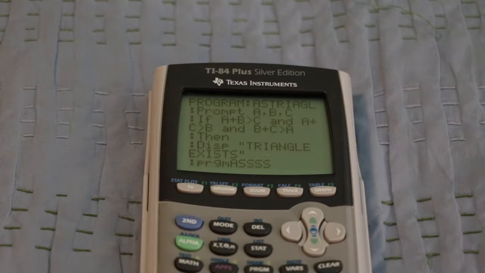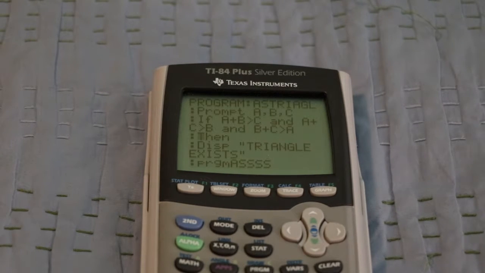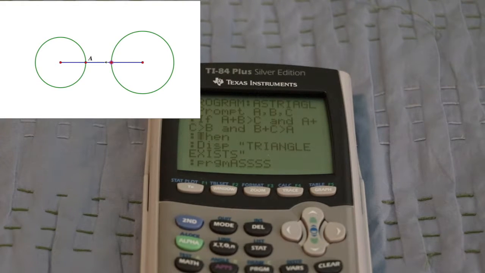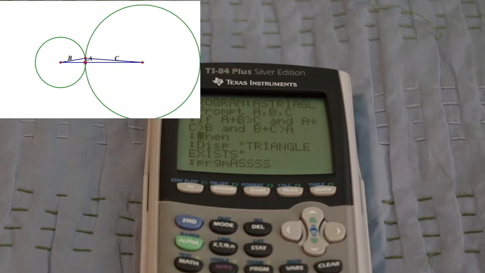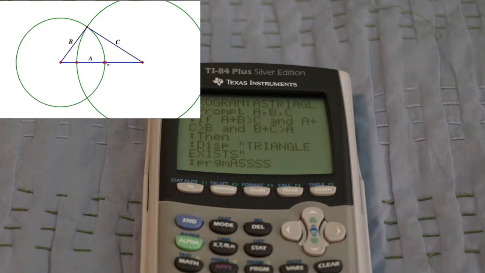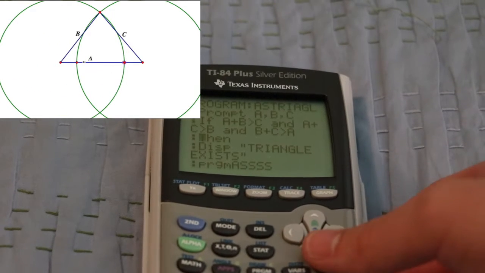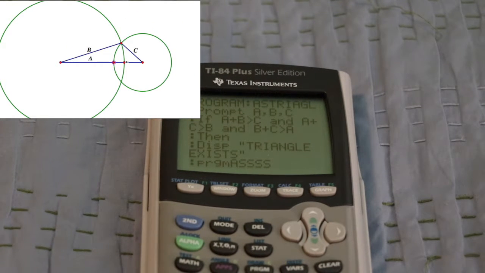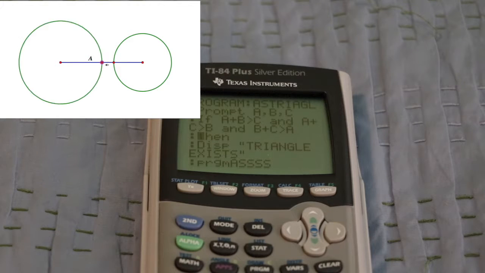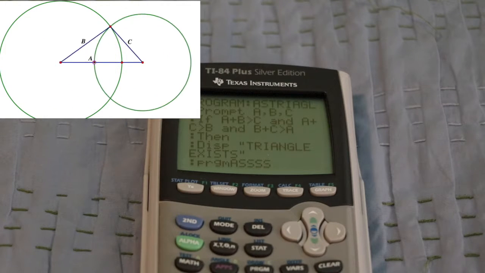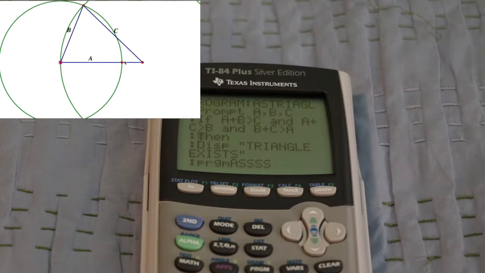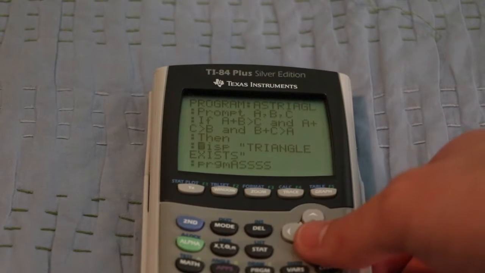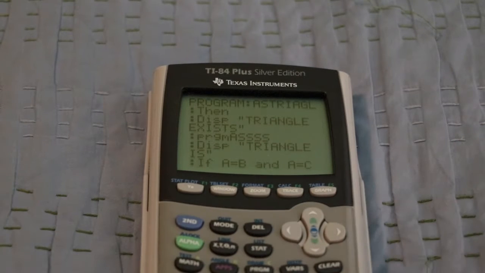So we prompt for A, B, and C, and then using those values we can determine whether the triangle exists or not. Two sides always have to add up to be greater than the third side. So let's see. We have our large if statement that's asking if A plus B is greater than C, and A plus C is greater than B, and B plus C is greater than A. Then we send it to a display statement that says triangle exists.